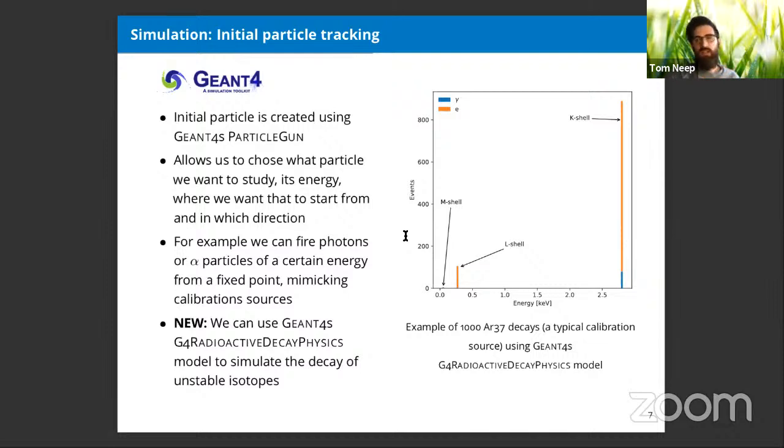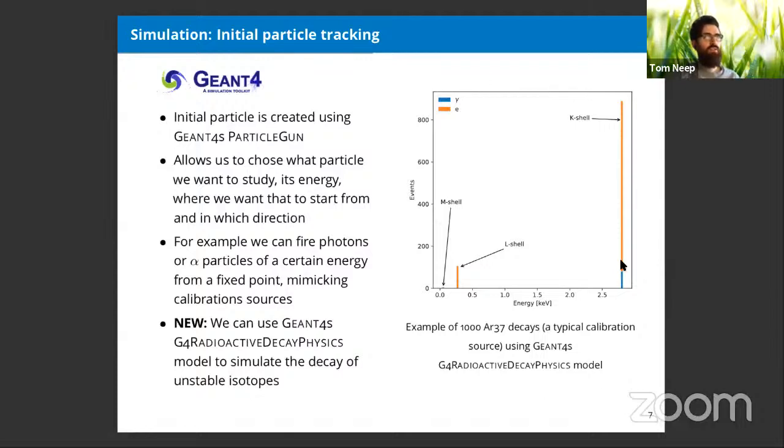When you're calibrating an SPC, you typically put a radioactive source in. So if we had an alpha particle source, for example, we could place our particle gun where we put our source and fire alpha particles of a specific energy. One thing that we've added quite recently is the ability to use Geant4's radioactive decay physics model. This is really nice because it allows us to just put unstable isotopes in our detector and let Geant4 deal with the details of how those isotopes decay.